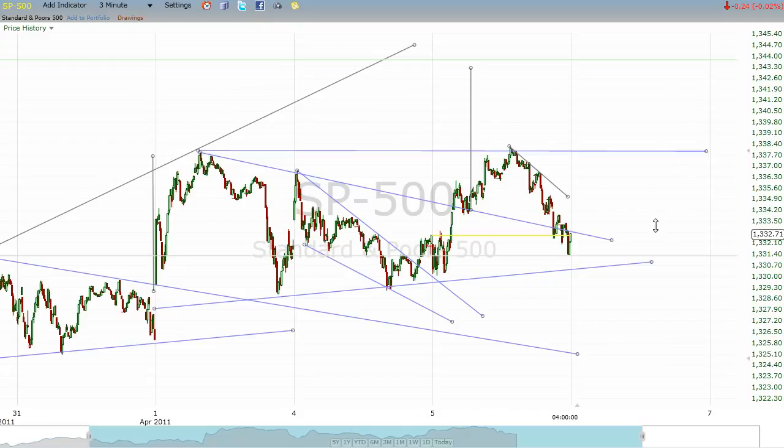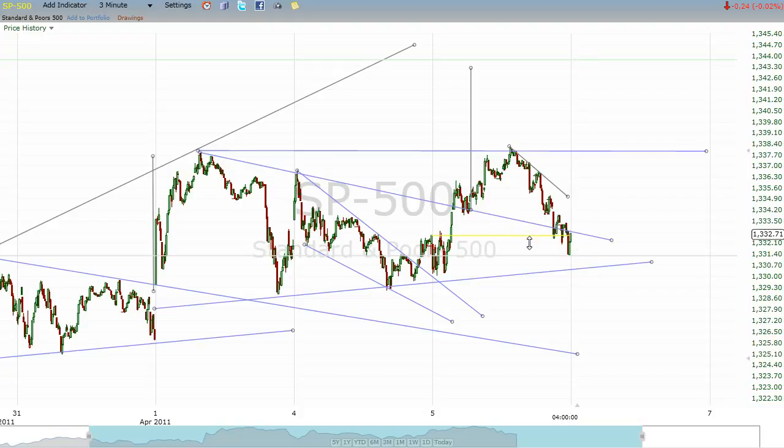I can tell you we got a little bounce here at the end of the day, and then the day ended with this line now serving, at least on this 3-minute chart, as what looks like resistance at the very end of the day.